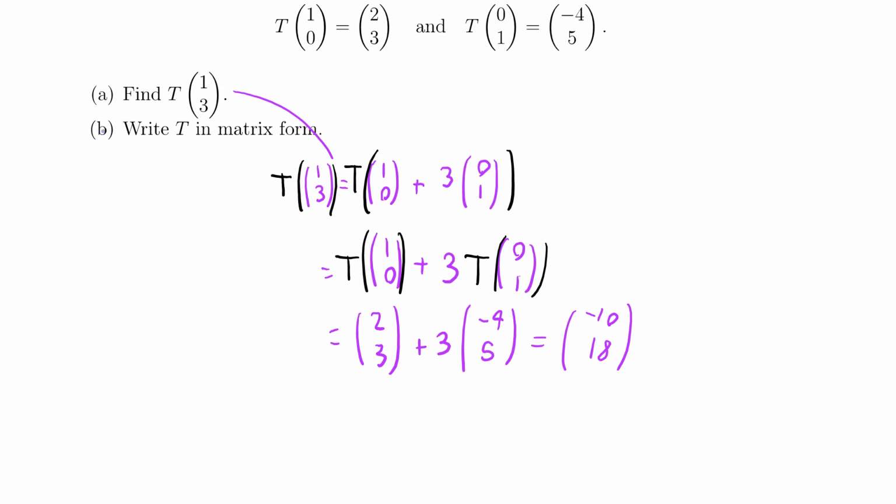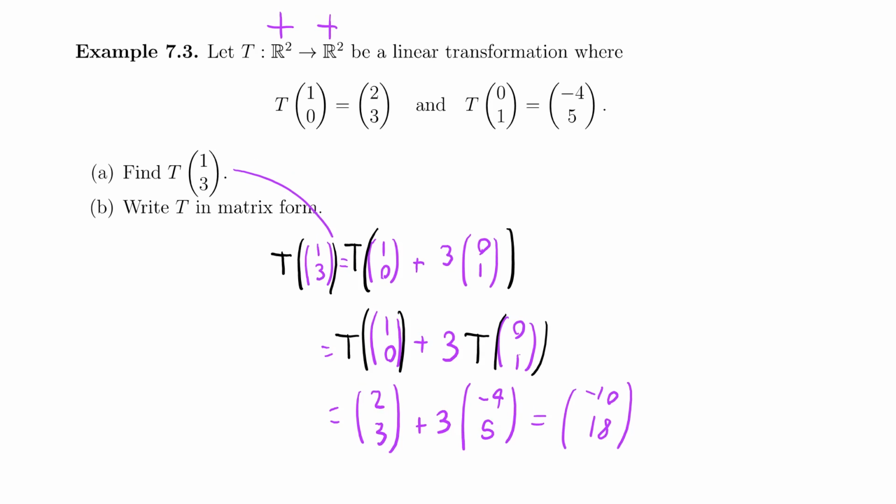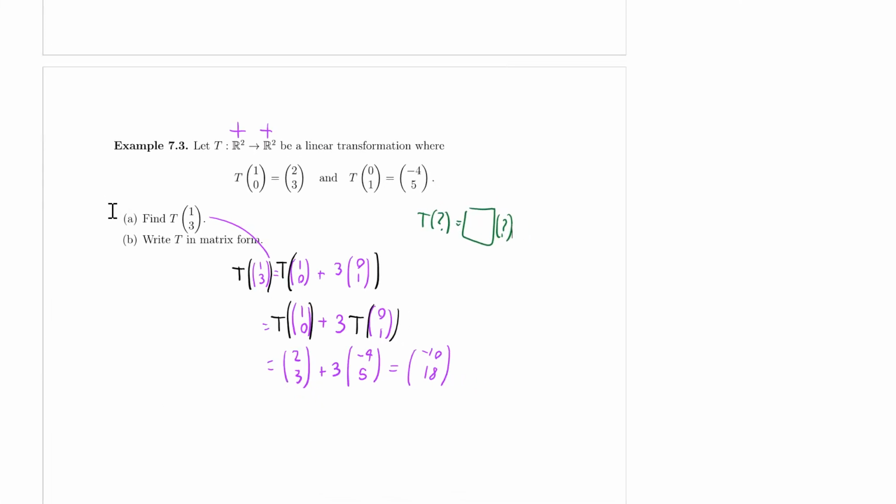Now for the next part, I would like to write T in the matrix form. We know T is a linear transformation, so there is a matrix where T of whatever is just going to be some matrix times that whatever. Now then, what is this matrix? Well, we actually see a hint of what this is in the example earlier.